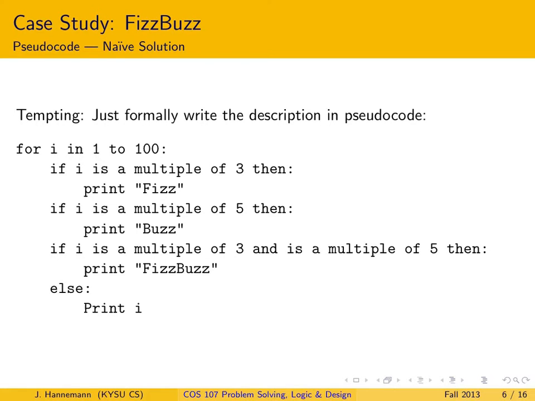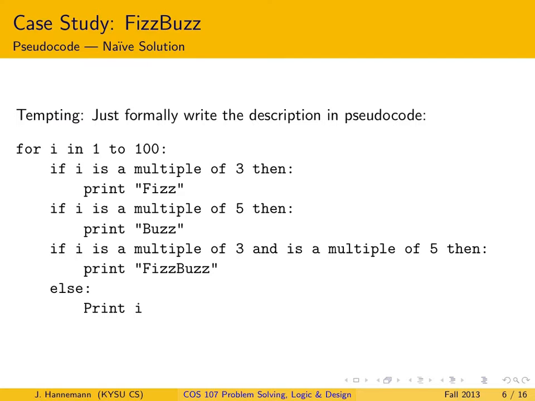So here's a pseudocode solution, and this already is somewhat Python style, but you'll notice that it is not Python, where we just formally write the description in pseudocode, but that makes already a couple of very interesting and human assumptions that the computer just doesn't have.